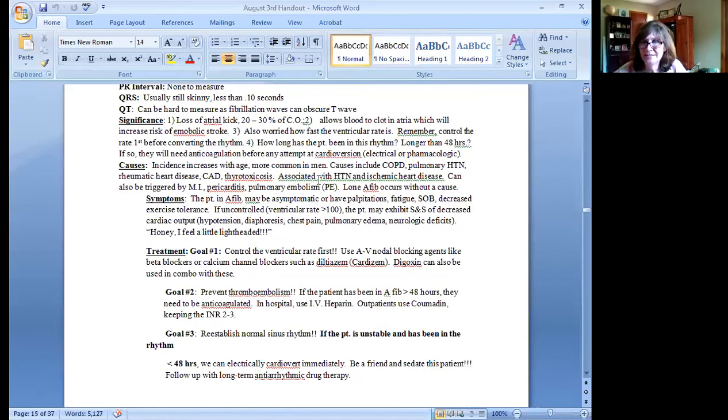Cardizem would be our go-to, diltiazem. You will learn, particularly if you are an ER nurse, that lots of folks come in with a rapid AFib into the emergency department, and the doc will order a Cardizem bolus, diltiazem. Maybe 5 milligrams IV push or 10 milligrams IV push, slow.